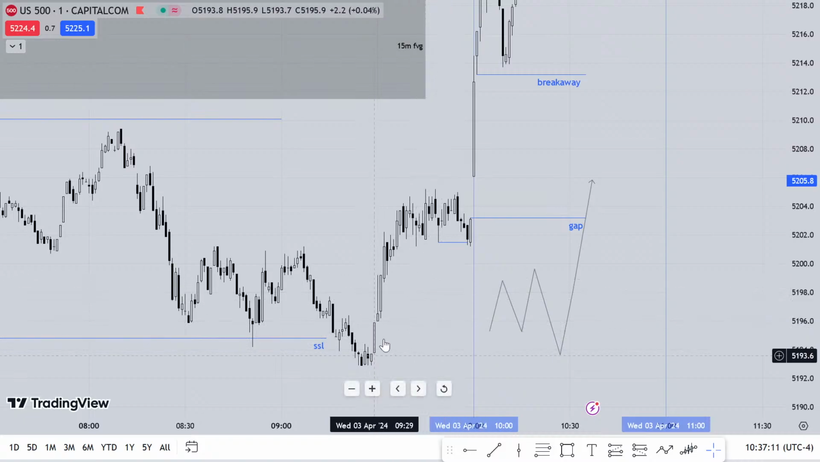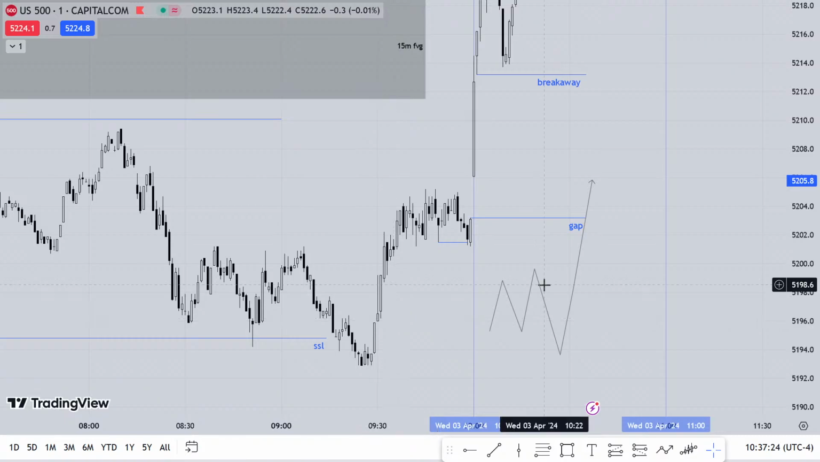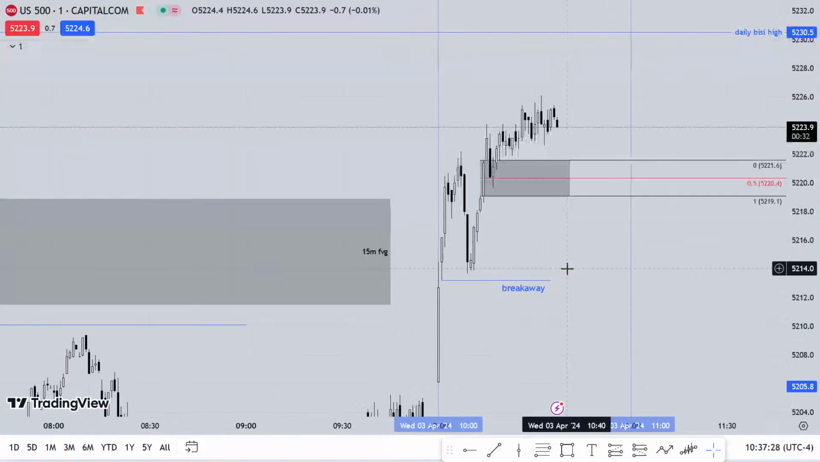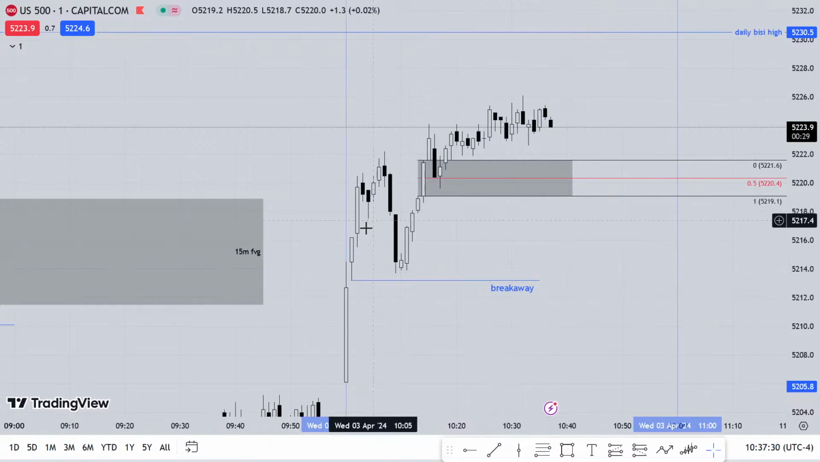So this is the fractal. As you can see, the breakaway gap that was formed here before the equities opening price. See, before the equities opening time, which is 9:30 here, and it formed it again here. This fair value gap here.